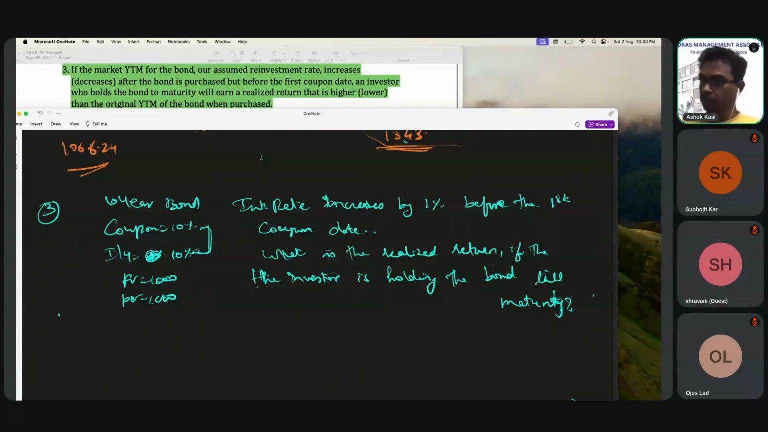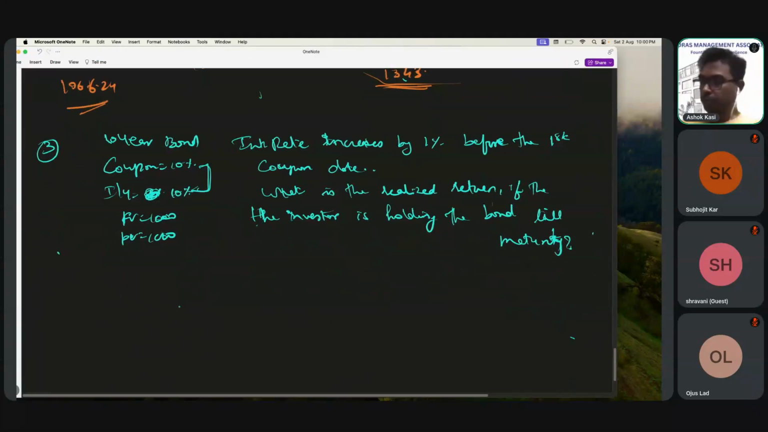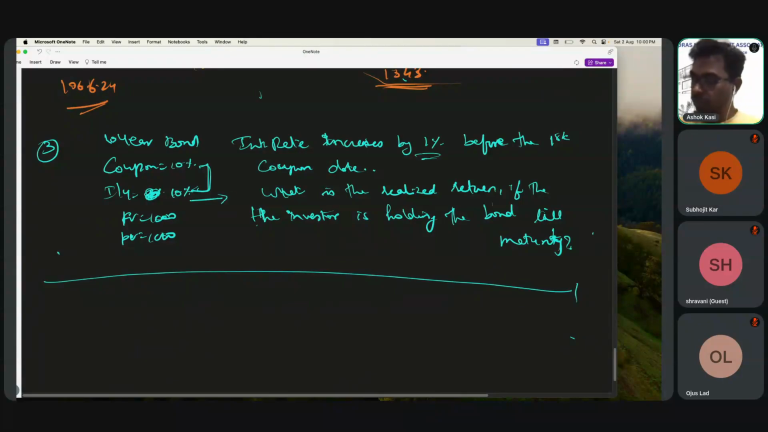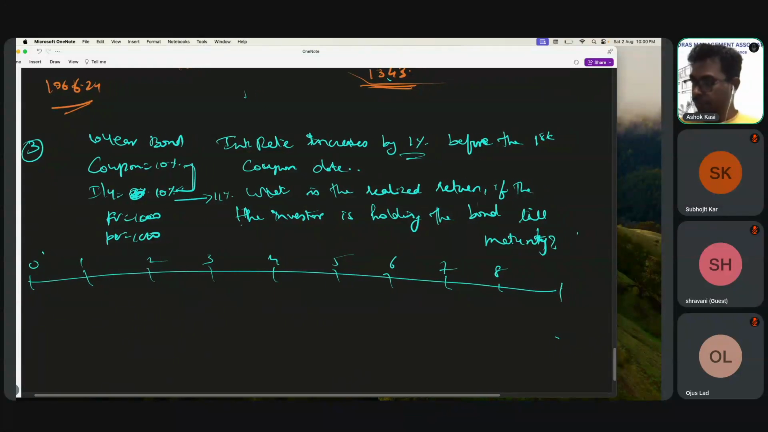So how do I calculate it now? See, it is increasing by 1%, so what is the new interest rate? 11%. Now 1, 2, 3, 4, 5, 6, 7, 8, 9 and 10. So here the payment is 100. You will get 100, 100, 100.